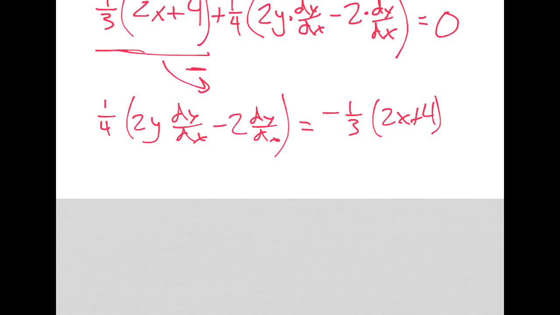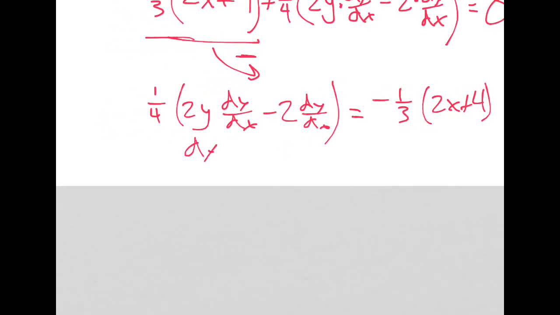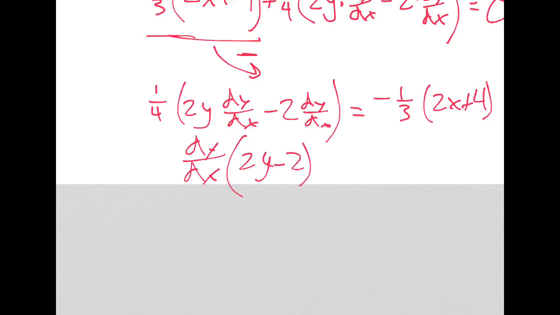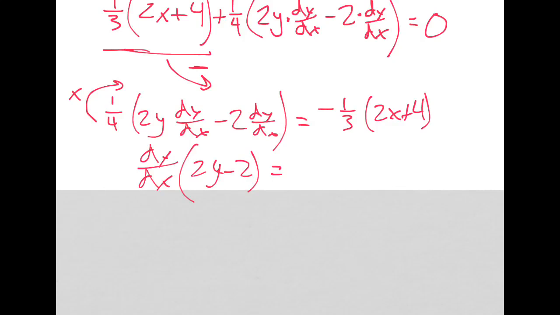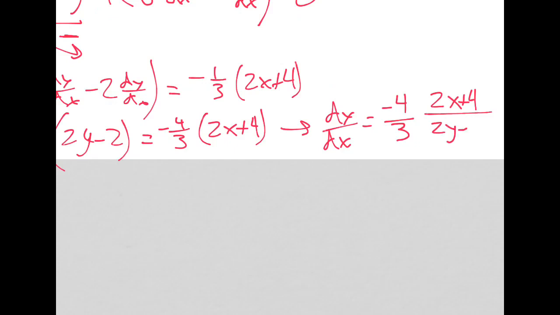Okay, how do I get dy/dx by itself? Well, let's factor the dy/dx out of this inside stuff. If I do that, I get dy/dx times what's left, (2y - 2). Let's go ahead and move this 1/4 over now by multiplying it. If I multiply by that denominator of 4 on both sides, I get negative 4/3 times that expression (2x + 4). I'm getting close. Now I need to divide by 2y - 2. And so I'm going to get dy/dx equals negative 4/3 times that numerator (2x + 4) over what I'm about to divide by, (2y - 2).